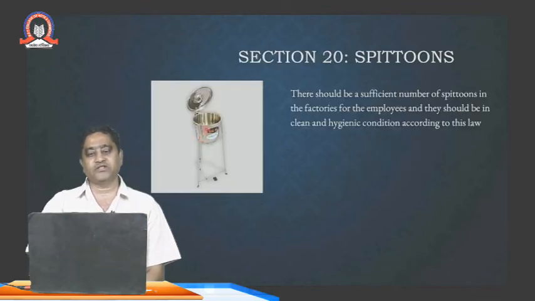Section 20 deals with spittoons. In every factory there should be spittoons. Spittoons and the washroom should be kept separately, as well as the drinking water. Otherwise the infection from the spittoon would affect the place where there is a water tap. So there should be a sufficient number of spittoons in the factories for the employees, and they should be kept in clean and hygienic condition according to the law in force.